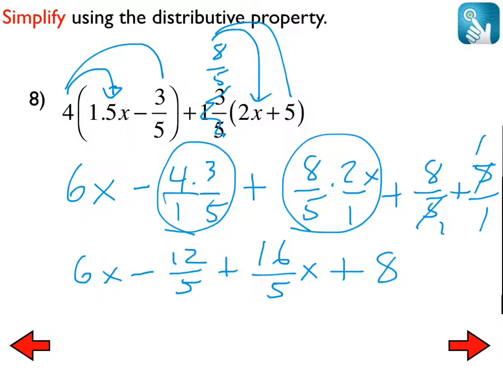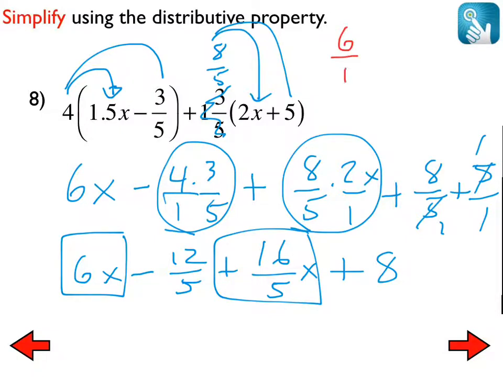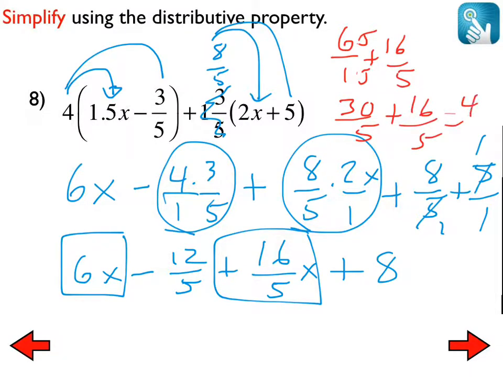Now we have to combine like terms. So I have to figure out what 6 plus 16/5 is. So that would be 6 over 1 plus 16 over 5. Multiply top and bottom by 5 there. So I end up with 30 over 5 plus 16 over 5. That is 46 over 5. Question, can I leave that as 46 over 5? Yes or no? I wanted to be a little more clear. Yes or no? Yes, you can. In this kind of problem, you can leave it that way.